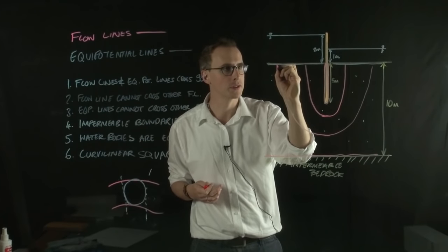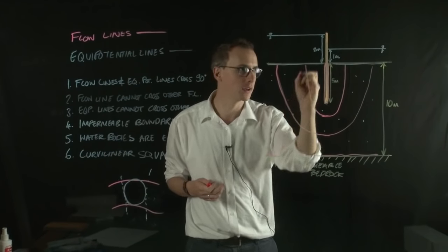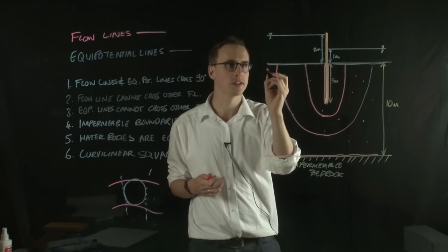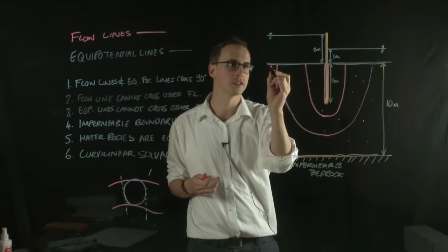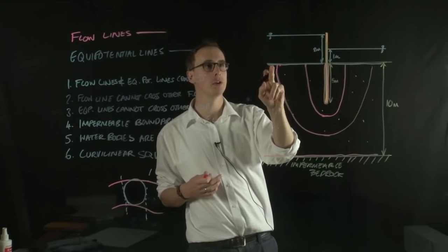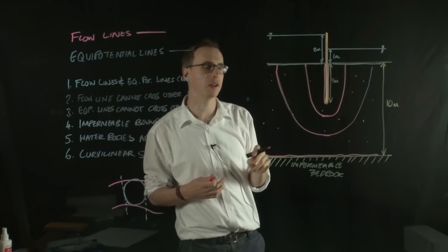Now those must cross this equipotential line at right angles. You can't have them crossing at this sort of angle, because that's wrong. So they must cross at right angles.